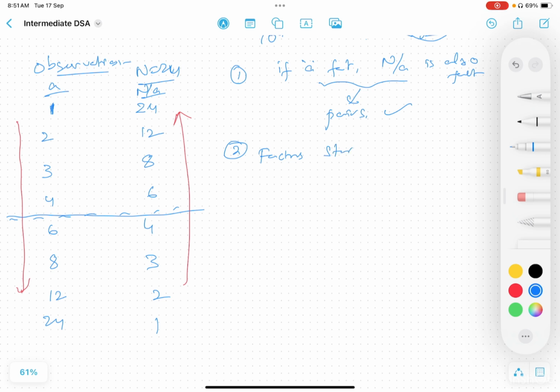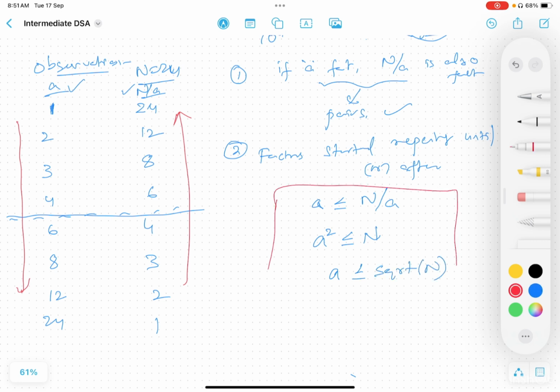factors started repeating. After what? If you compare LHS with this number, after A is less than n by A, factors started repeating themselves, right? So can I consider this? So out of this, A square is less than n, or A is less than square root of n.